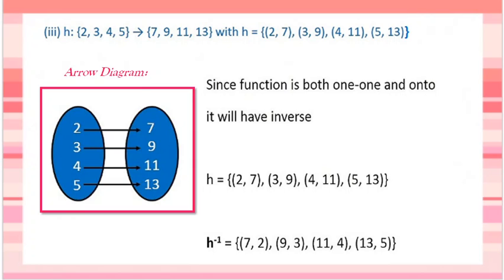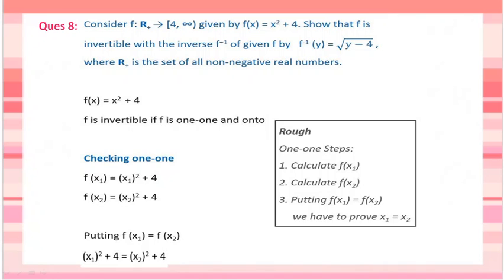And what will be the inverse? Inverse is very simple in this case. What we do, we just swap the ordered pairs. So inverse will have 7, 2; 9, 3; 11, 4 and 13, 5.